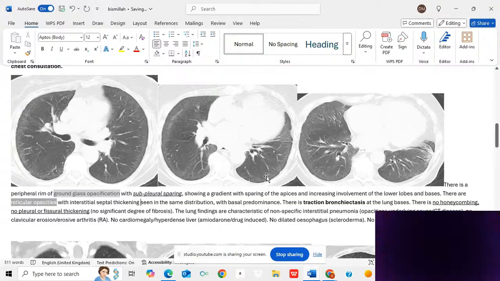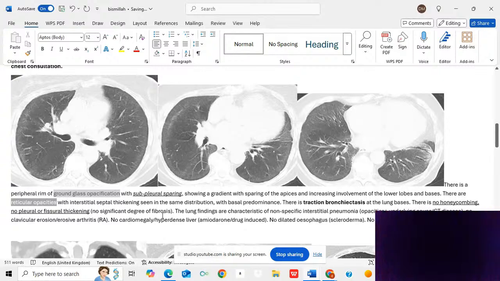Okay, and the third one is traction bronchiectasis. Traction bronchiectasis, as you can see here. This is the traction bronchiectasis. Okay, the last feature you need to look for is significant degree of fibrosis.